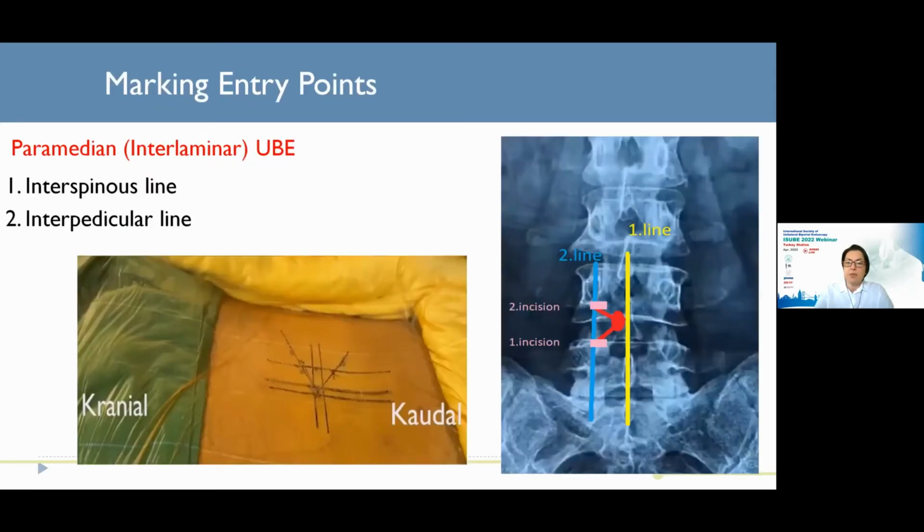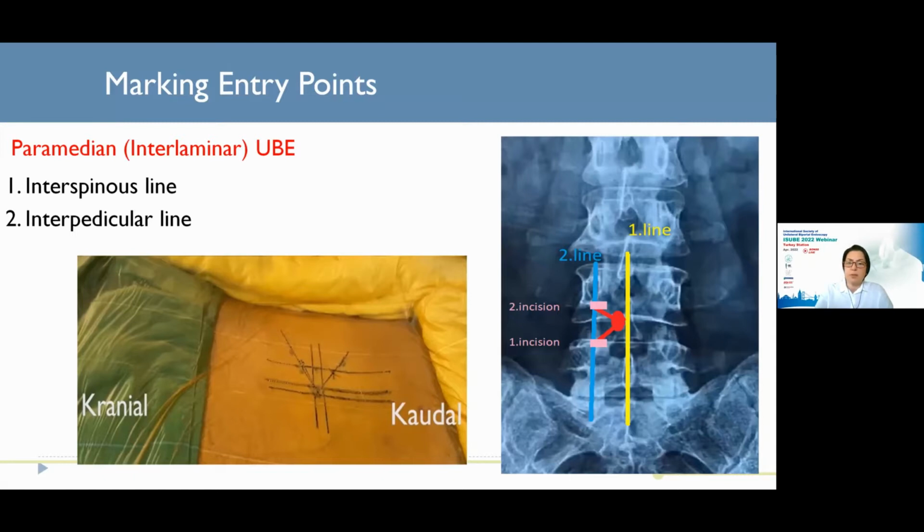Marking entry points is the most important step of the UBE surgery. We have some radiologic landmarks defining the skin points, assessing the target area using the potential space depends on these points. If you make a mistake during this stage, it might cause a problem.